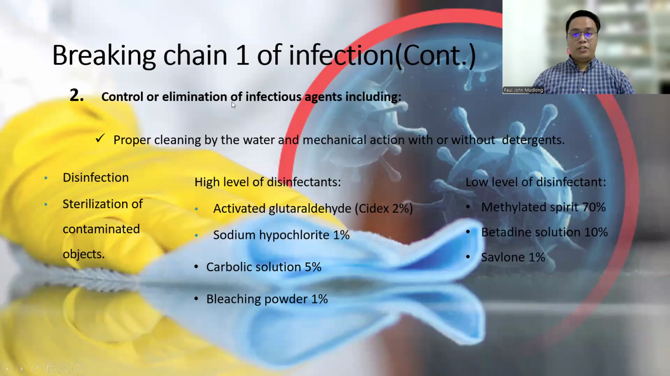Next one would be control or elimination of infectious agents, including proper cleaning with water and mechanical action with or without detergent. We also have disinfection and sterilization of contaminated objects. High-level disinfectants include activated glutaraldehyde or Cidex 2%, sodium hypochlorite 1%, carbolic solution 5%, and bleaching powder 1%. There are low-level disinfectants as well, which are methylated spirit 70%, Betadine solution 10%, and Savlon 1%.